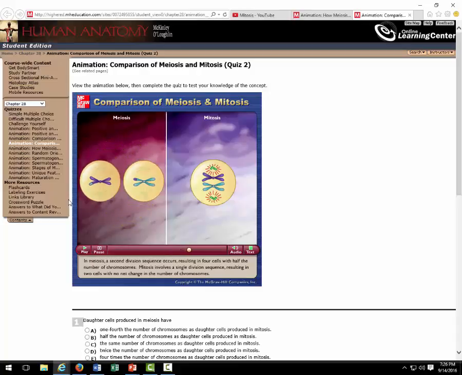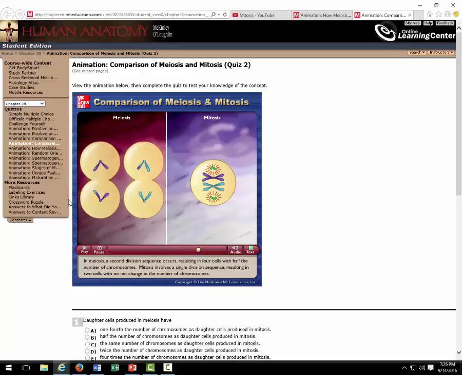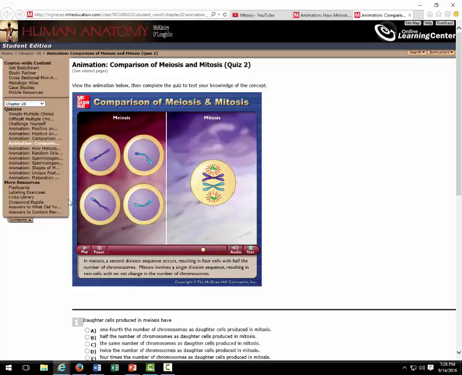In meiosis, a second division sequence occurs, resulting in 4 cells with half the number of chromosomes. Mitosis involves a single division sequence, resulting in 2 cells with no net change in the number of chromosomes. So here we have 2 cells, 2 chromosomes. Here you have 4 cells with half the number of chromosomes. They both started out the same.